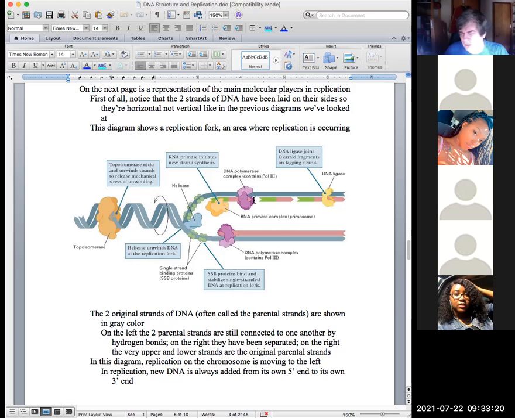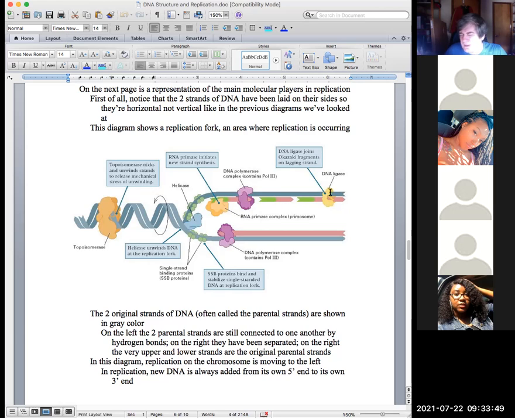We have to have actually 3 enzymes that work here. We have to have something called RNA primase. And RNA primase puts down this little green section, which is kind of like the start for the DNA when we have to jump. Then DNA polymerase comes in and does the work. And DNA polymerase does the same thing up here as it did down here.